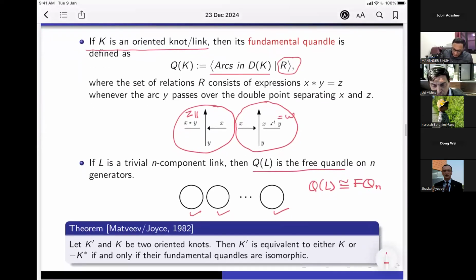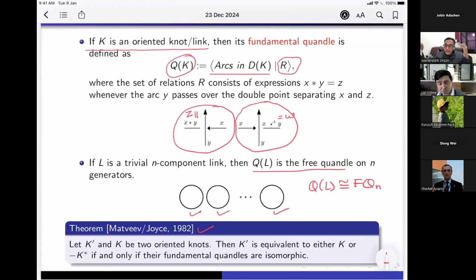It's a very fundamental and very powerful result of Sergei Matveev and David Joyce, who proved independently in 1982 that this object QL that I just associated to my knot or link is a very strong invariant of my knot and link. So if two knots and links are equivalent, then of course the quandles are isomorphic. But it is almost complete in the sense that if two knot quandles are isomorphic, then the links are either isotopic or isotopic to the negative or the mirror image. It's a very strong invariant.